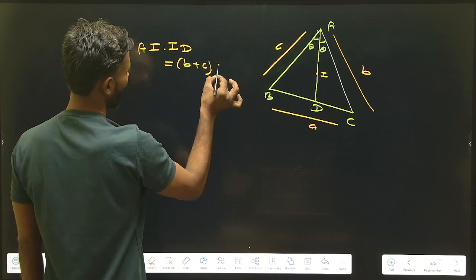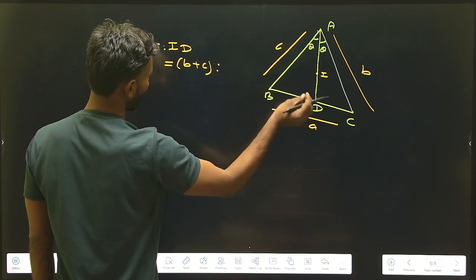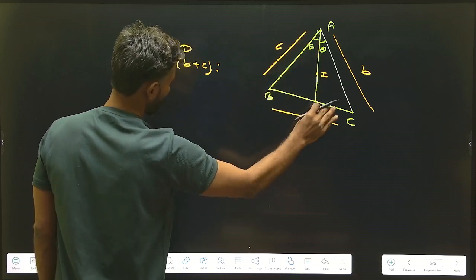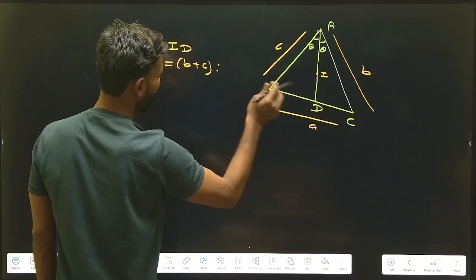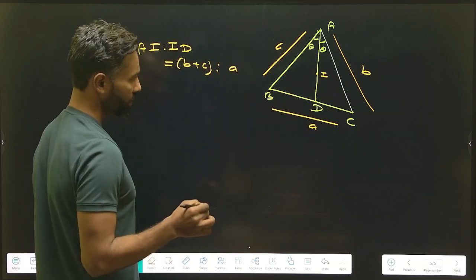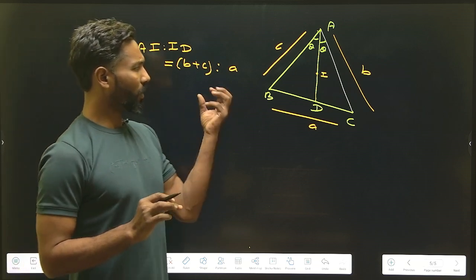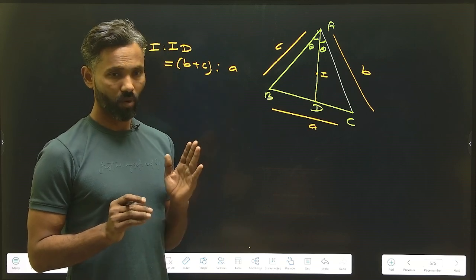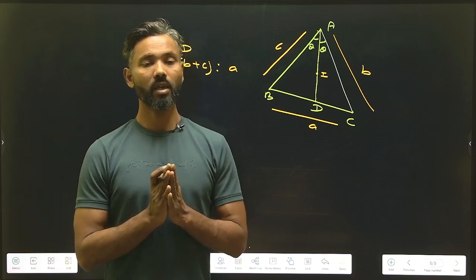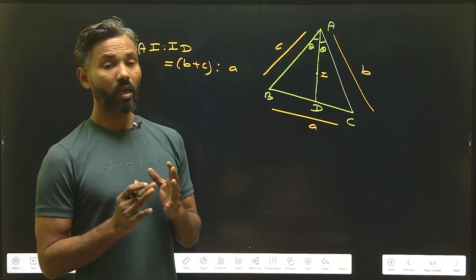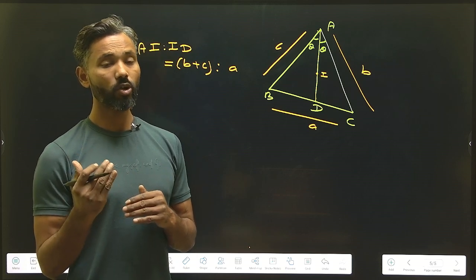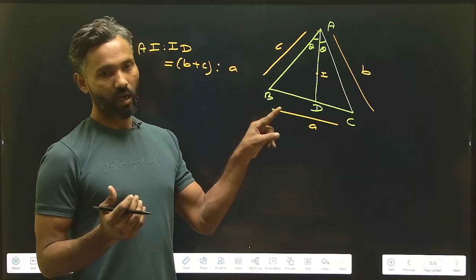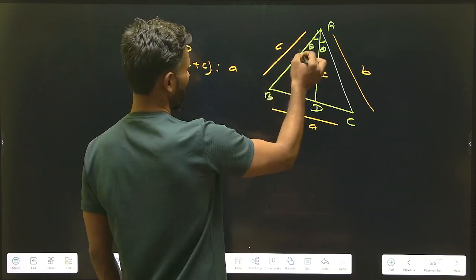Understand? Now we have to calculate the ratio of ID. ID will be in ratio of the side on which the angle bisector is intersecting or meeting. So angle bisector AD is meeting on side BC, so ID will be A. Understand that? And it is happening because of the ratio we discussed in the angle bisector theorem. What was the angle bisector theorem? We discussed that an interior angle bisector divides the opposite side in the ratio of the other two sides. So here the ratio of the other two sides is B ratio C.